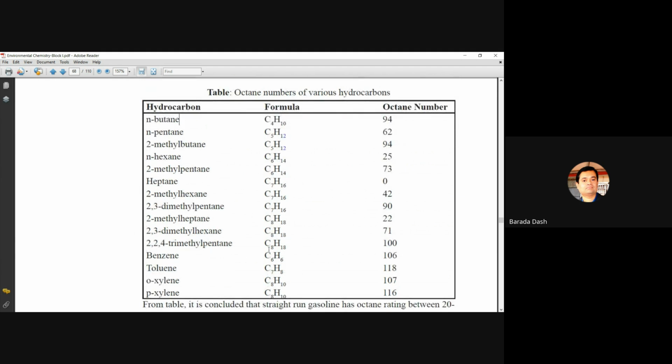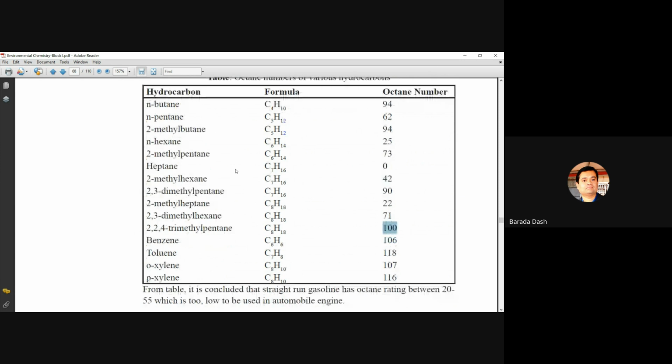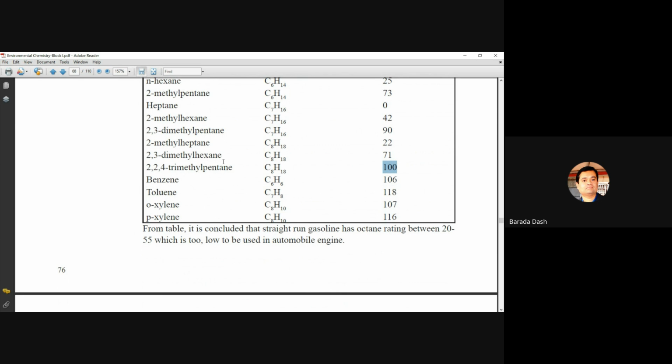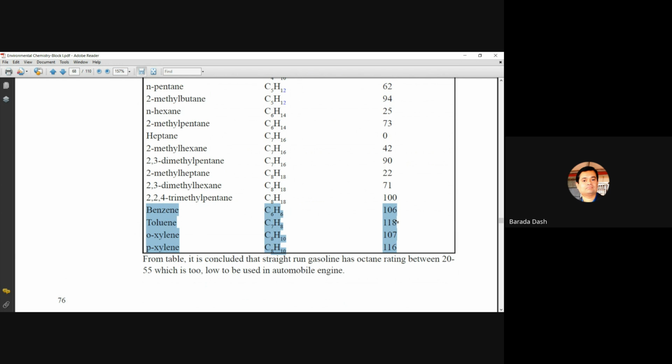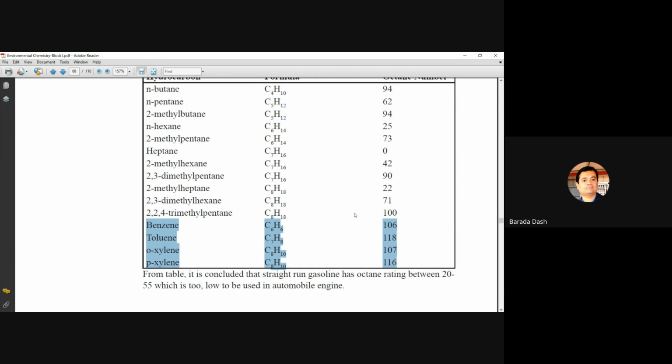But here, see, trimethyl pentane is there. It's a branched alkane, and its octane number is very high. Generally, the more the branching in the hydrocarbon, the higher the octane number. And then aromatics have even higher octane numbers. That means benzene, toluene, xylene, paraxylene have higher octane numbers.